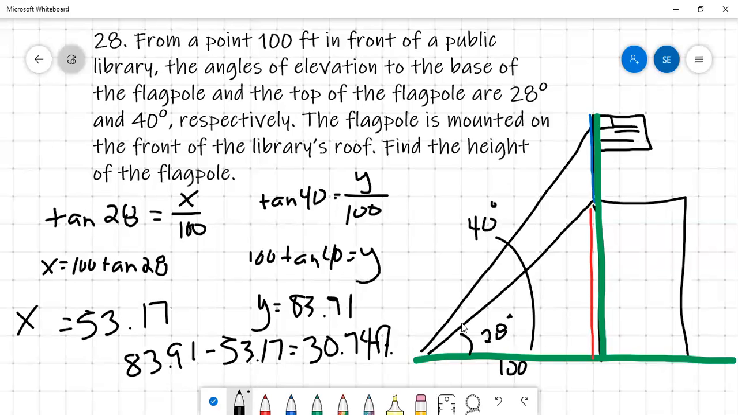Okay, so again, we're identifying the two sides. We're drawing our picture. We're identifying the two sides and the angle, and we're looking for the trig function that is represented or relates those two.